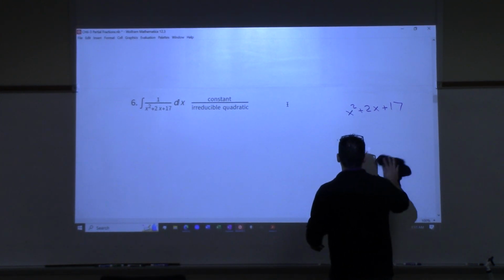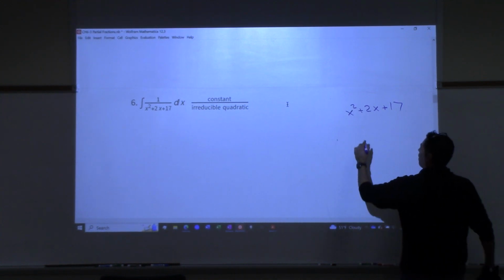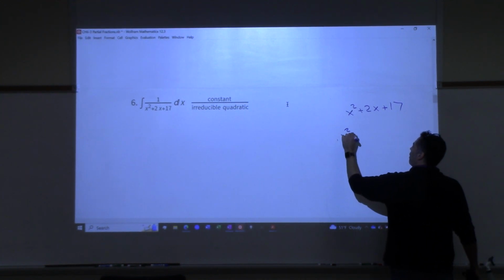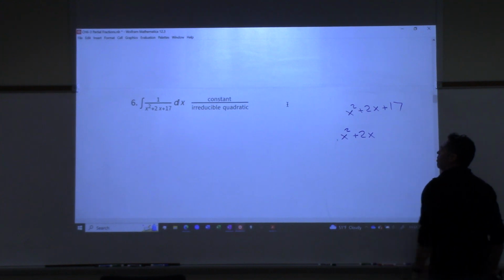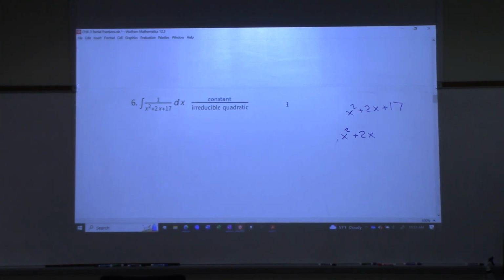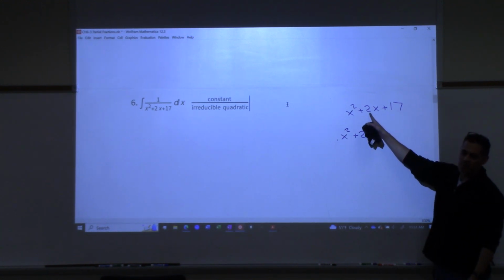I'm going to do this problem. So complete the square. I take x squared plus 2x. What's the number I'm going to add and subtract? It's 1. You take half of that number, half of 2 is 1, and square it, and you get 1. Add 1, subtract 1.